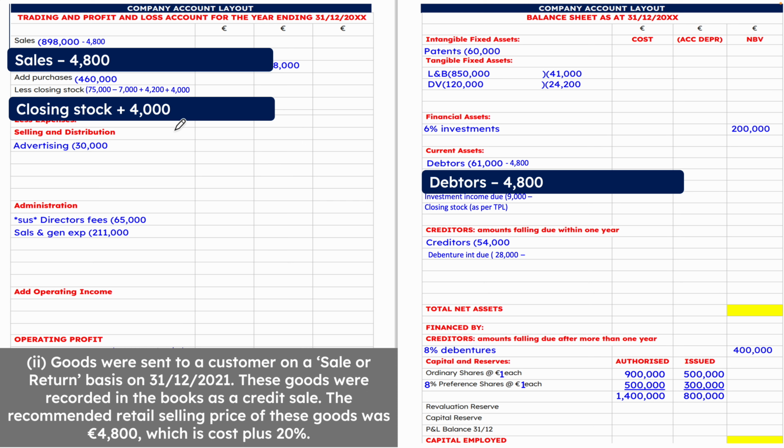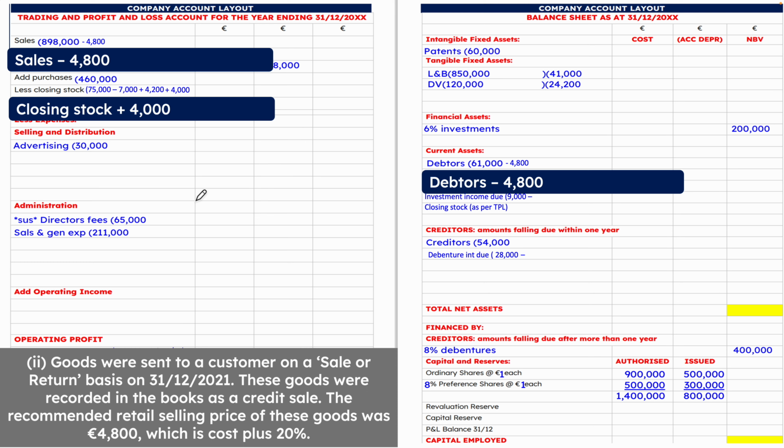So how do we get the 4,000? 4,800 is equal to 120%. So if you put 4,800 into your calculator, divide it by 120 and multiply it by 100, you get €4,000.